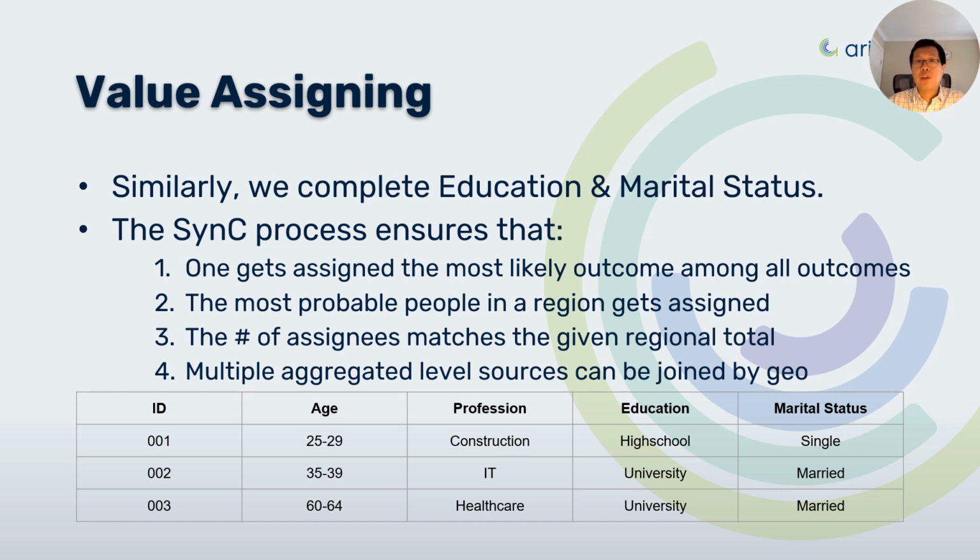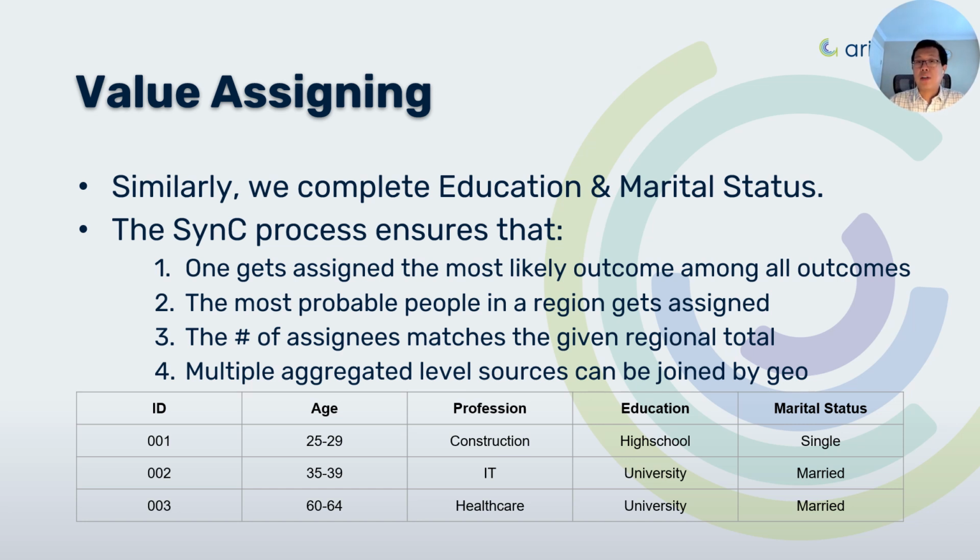Now, this process ensures that one, you get assigned the most likely outcome among all outcomes. So if you have 10 different possible professions, the higher the probability is, the more likely you're going to get assigned that value. Also, the more probable person in the region gets assigned. So if you're more likely to be in a profession than your neighbors, then you will get assigned that value.